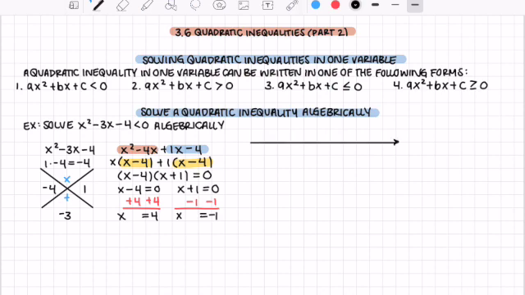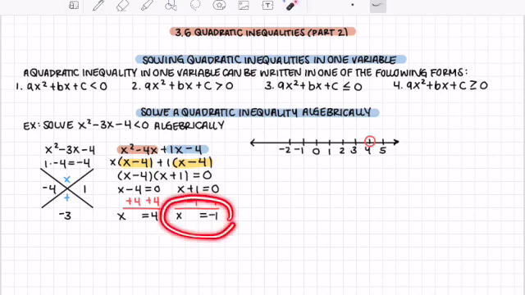So right here, I'm just going to draw my number line. And I'm going to go from 0 right here, negative 1, negative 2. Over here I'll have 1, 2, 3, 4. And my last number will just be 5. So if I'm going to graph this out, I'm going to start off by graphing out my x equaling 4, which is right here. And then I'm also going to graph out my x equaling negative 1, which is over here.